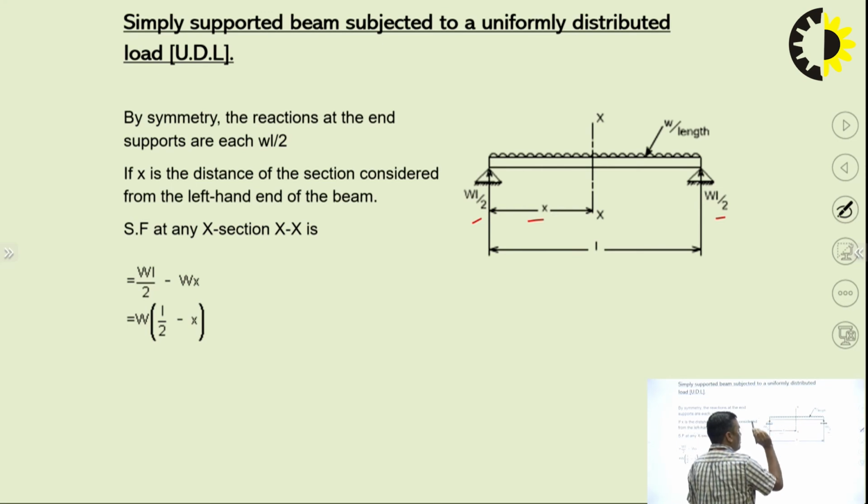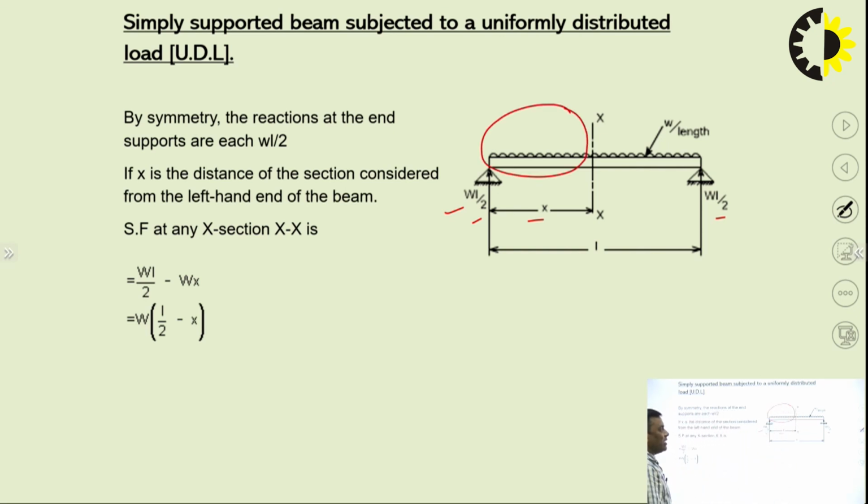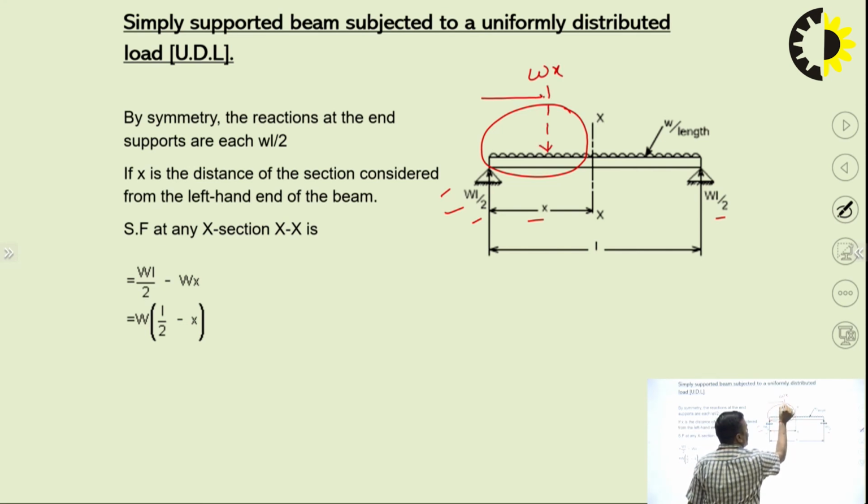So on the left side I am finding there are two forces. One is the support reaction WL by 2. Another one is the UDL, so this is WX. As per the sign convention, on the left side, this will be treated as positive, and this W into X, which is the UDL, will act at the midpoint of the length under consideration. So the shear force equation: WL by 2 minus WX.